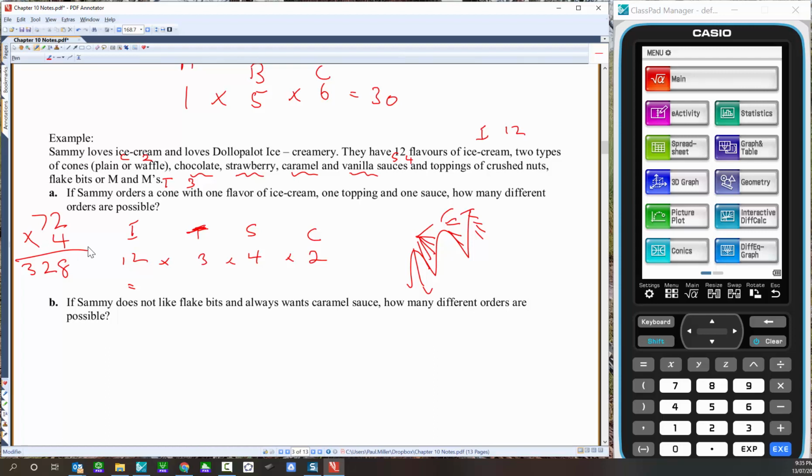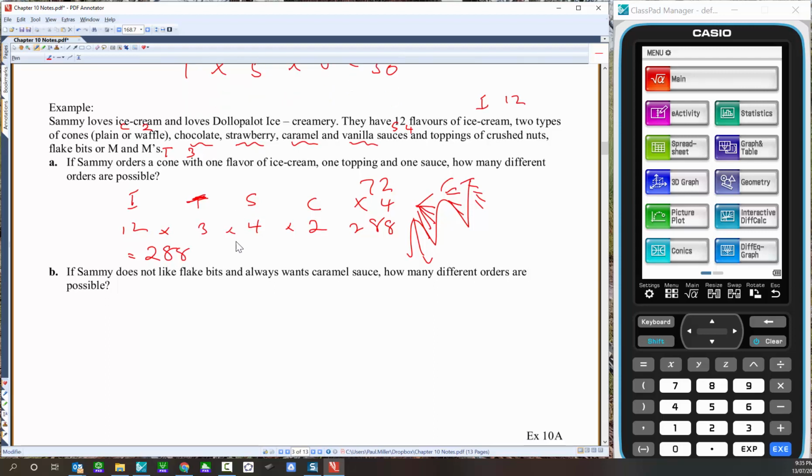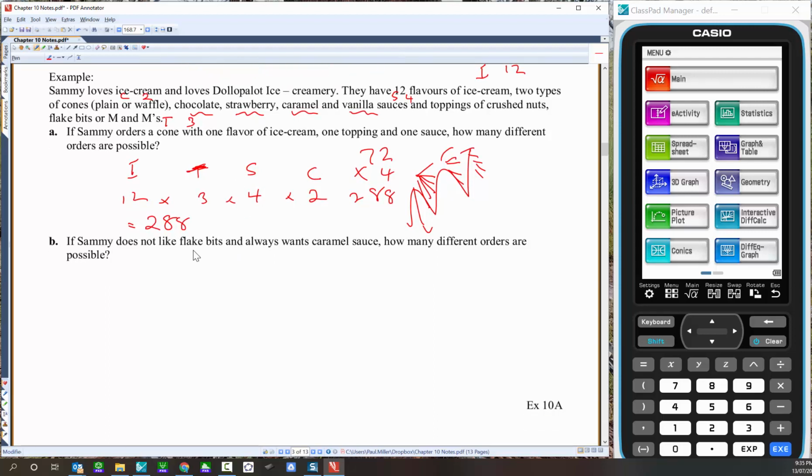No, what have I done wrong there? Let's try that again. 12 times 3 is 36. 72. Yeah, what's wrong with that? 7 4s are 28. 288. I'm not sure what I did wrong the first time there, but all right.